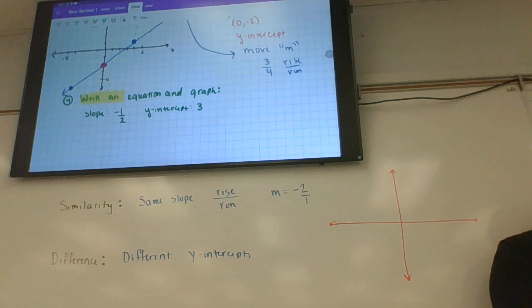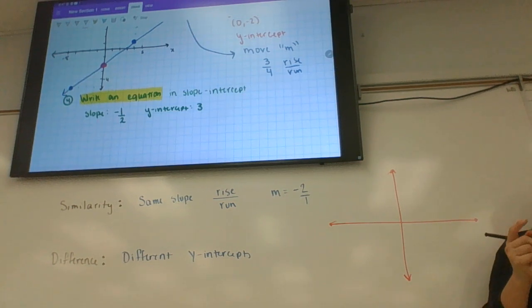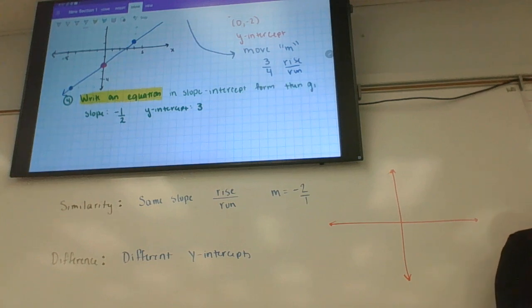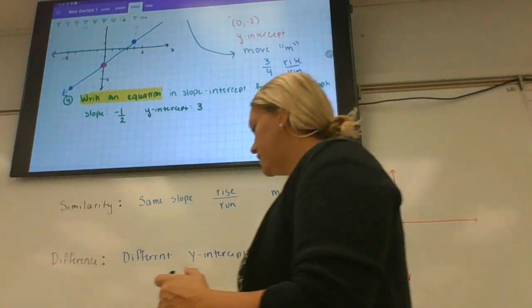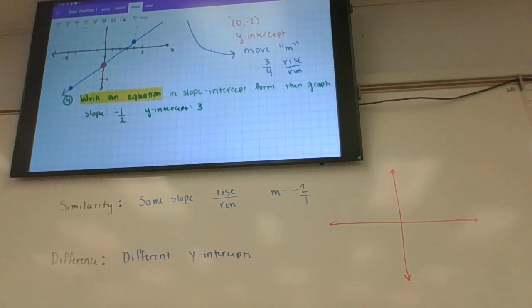So if you're asked to write an equation, maybe I'll make this even more detailed. Write an equation in slope-intercept form. That's what this is called, because it has a slope and a y-intercept. If you're asked to write an equation in slope-intercept form, your brain has to have this form memorized.